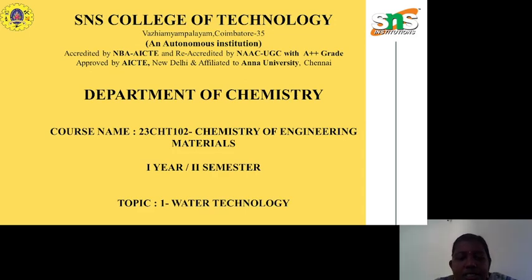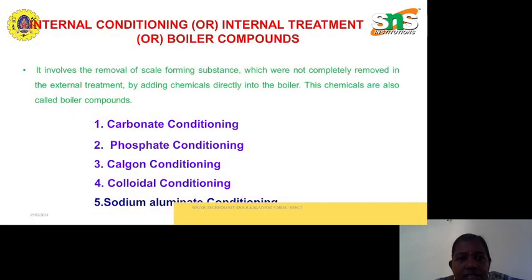Good morning. Last session we discussed softening methods, that means external treatment, ion exchange process and zeolite process. In this session, we will discuss internal conditioning methods. It involves the removal of scale forming substances which were not completely removed in the external treatment by adding chemicals directly into the boiler. These chemicals are also called boiler compounds.